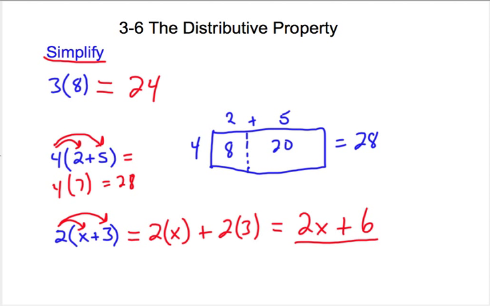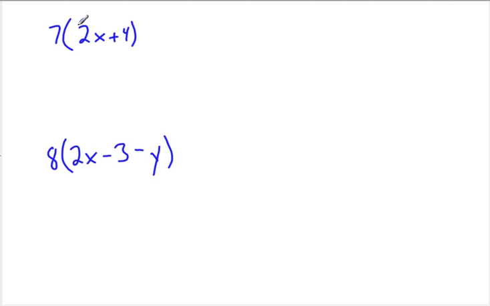So let's go on to do a couple examples. In here we have 2 times x plus 4, and then we're going to multiply by 7.